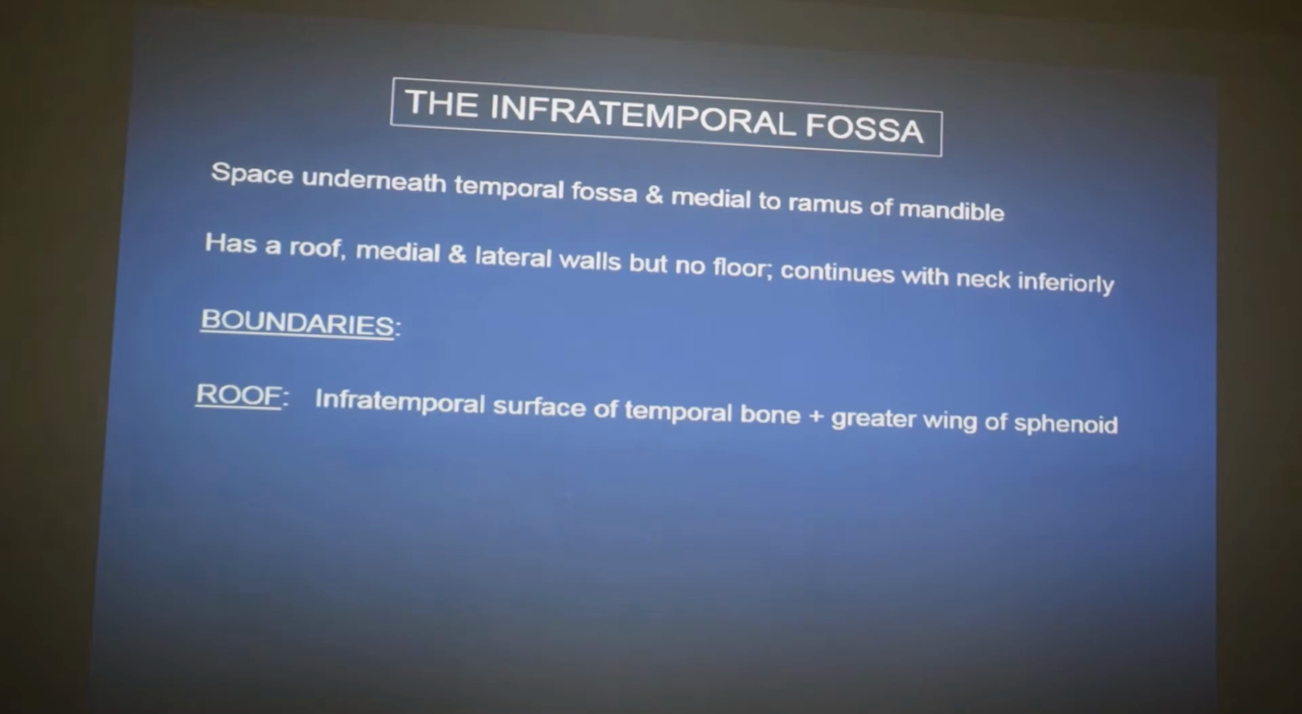4 structures are going to pass through the foramen ovale: mandibular division of trigeminal, accessory middle meningeal artery, lesser petrosal nerve, and emissary veins. Mandibular division of trigeminal is the third division of the trigeminal. Accessory middle meningeal artery is a branch from the maxillary artery. Lesser petrosal nerve is a branch of the glossopharyngeal nerve, and emissary veins are communicating veins which are communicating the pterygoid venous plexus with the cavernous sinus.